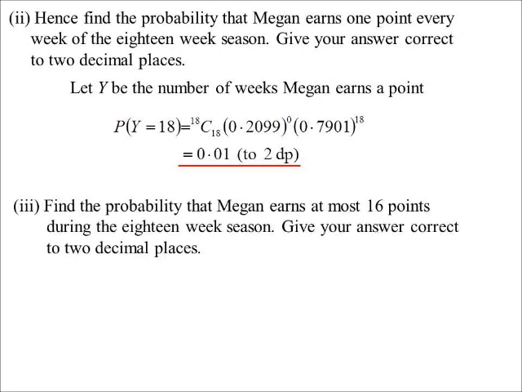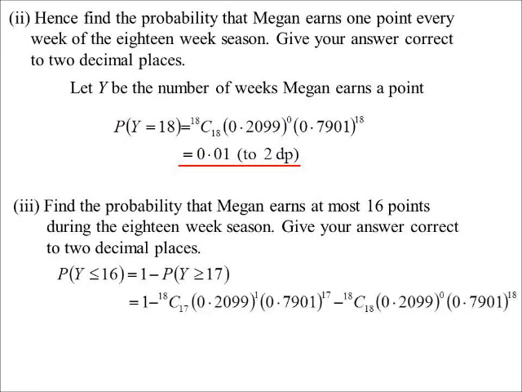We want to know she earns at most 16 points during the 18-week season. So at most 16. I'm going to use the complementary idea because I don't want to work out no weeks, 1 week, 2 weeks, 3 weeks, 4 weeks, 5 weeks, and add them all together. It's going to be easier to work out 17 or 18, especially since we've already worked out 18. So it'll be 1 minus 17 weeks minus 18 weeks. Again, chuck that all into our calculator. It will end up with 0.92 to 2 decimal places.